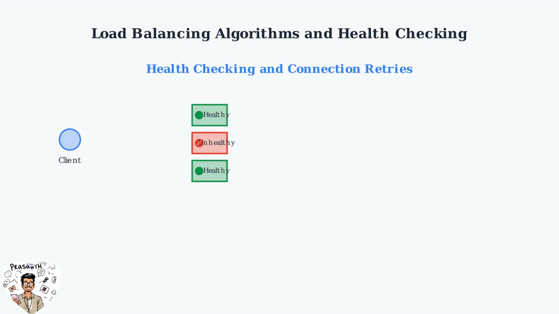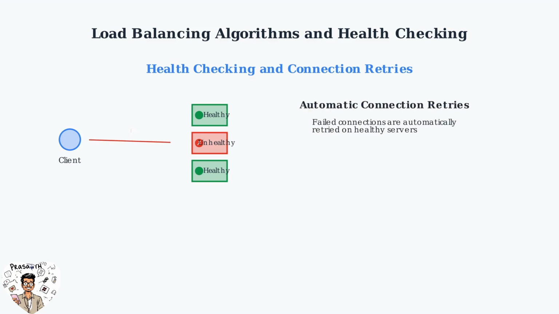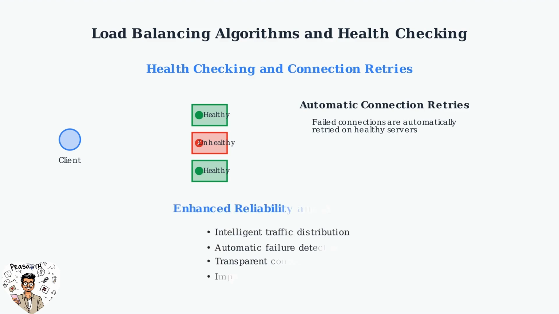When a connection to a server fails, IPVS automatically retries the request on another healthy server. This retry mechanism significantly improves service availability and user experience by handling transient failures transparently. These advanced load balancing algorithms and health checking capabilities make IPVS significantly more reliable than Iptables for production environments. The combination of intelligent traffic distribution, automatic failure detection, and connection retries ensures optimal performance and high availability for Kubernetes services.